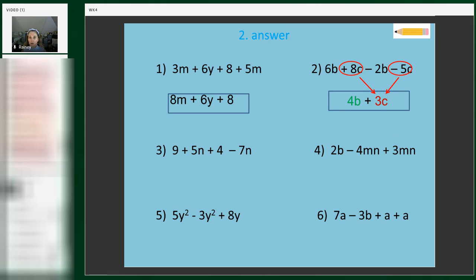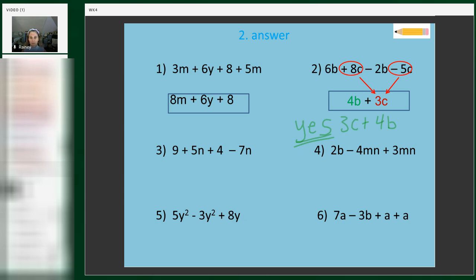Question. What if you wrote 3c plus 4b? Is that still correct? Yes, it is. It does not matter. If it's in a different order, that's totally fine. All right, awesome.